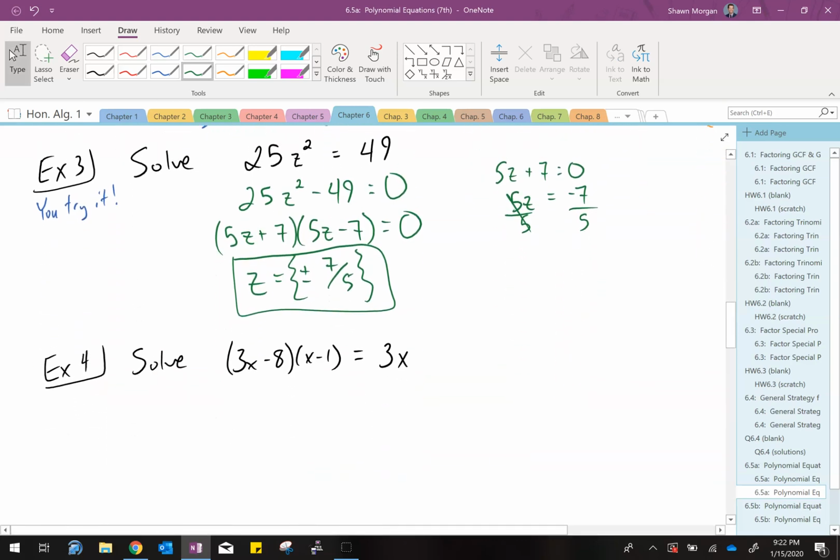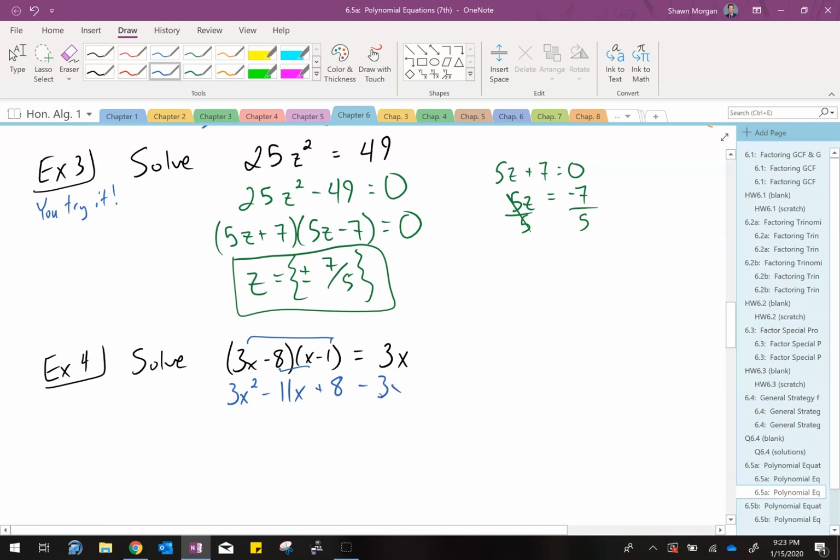All right, example 4, we start throwing in a little bit of some curveballs. Example 4 has set up where we need to FOIL it out first. So I need to go ahead and multiply 3x times x. The outer is going to give me -3. The inner is going to give me -8. So that's going to be -11x. And then the last times the last is going to be +8.